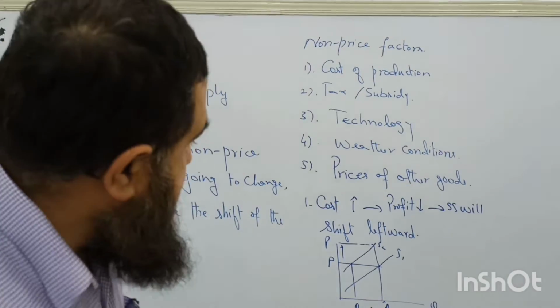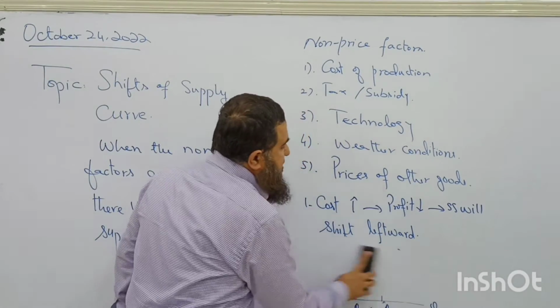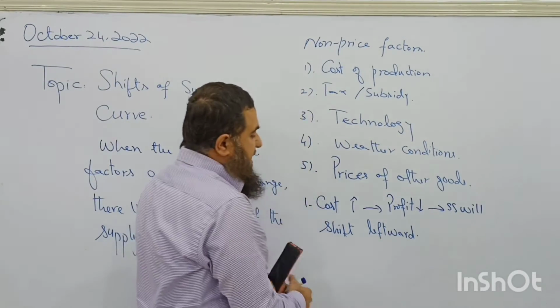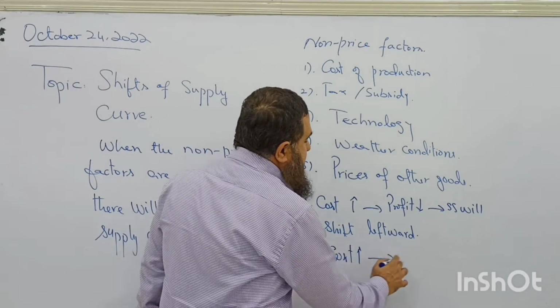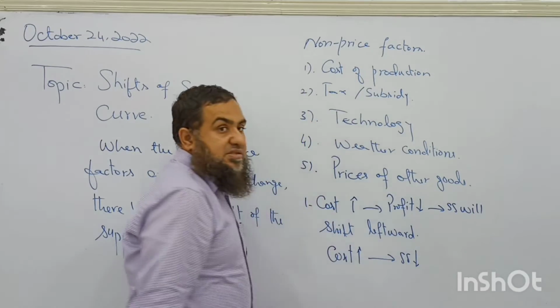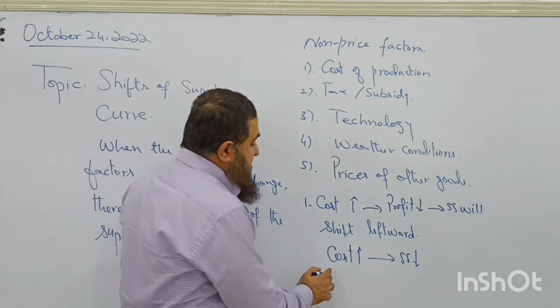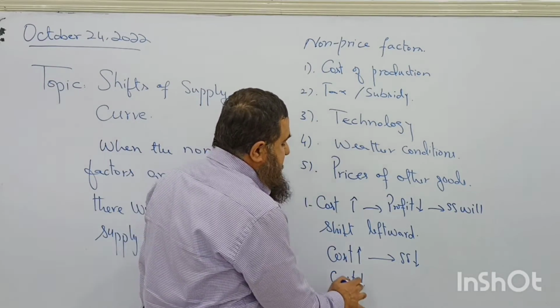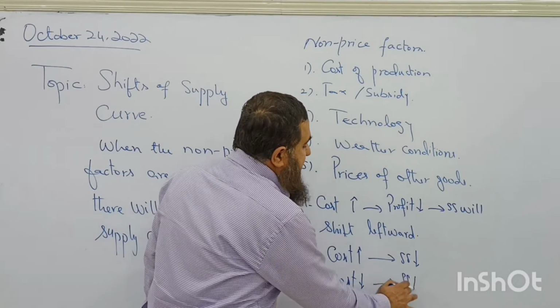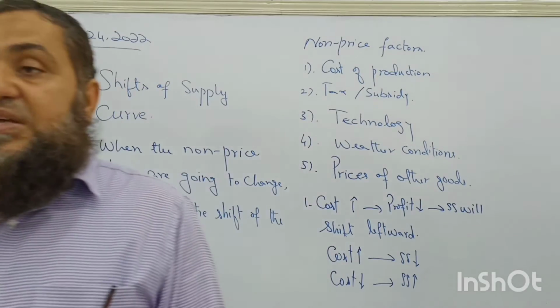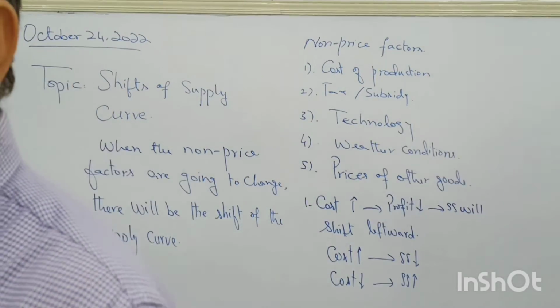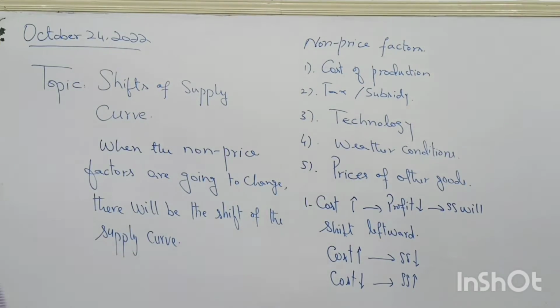So can I say one relationship between the cost and supply? When cost increases, supply will decrease, and when cost of production decreases, what happens? Supply will increase. Clear? When cost decreases, supply will shift rightward. It will increase at all prices.